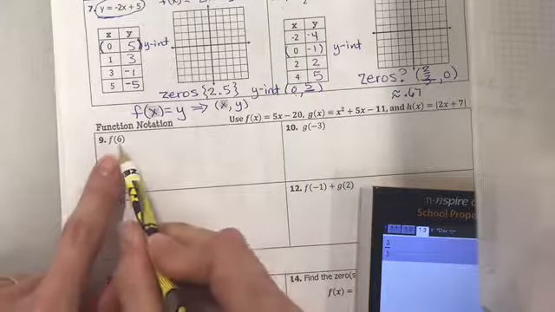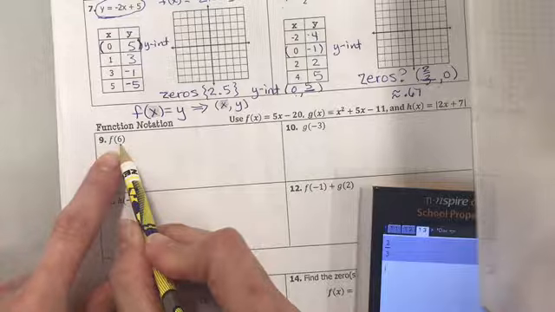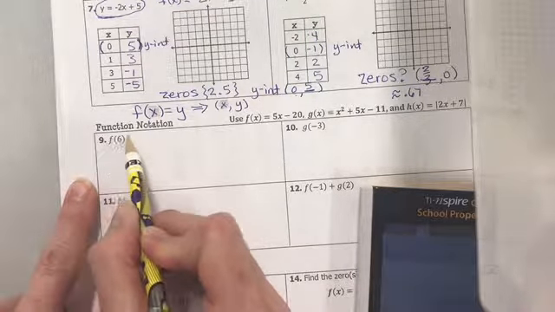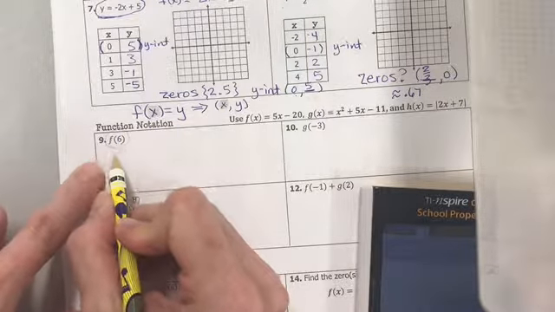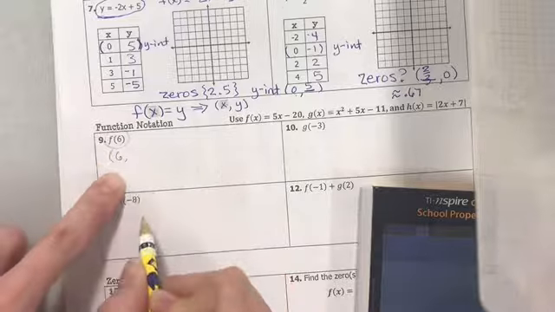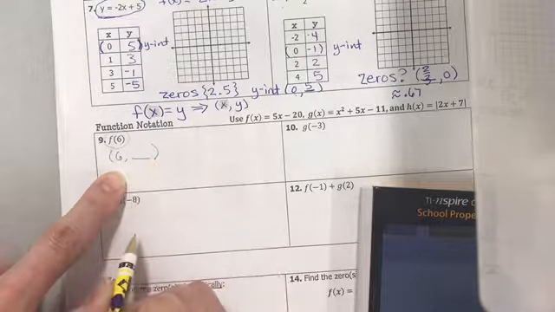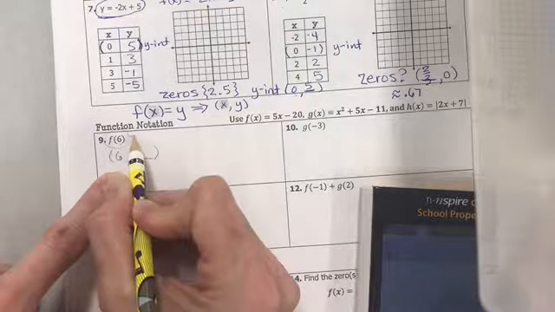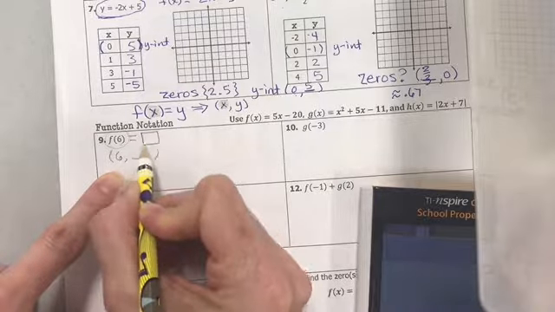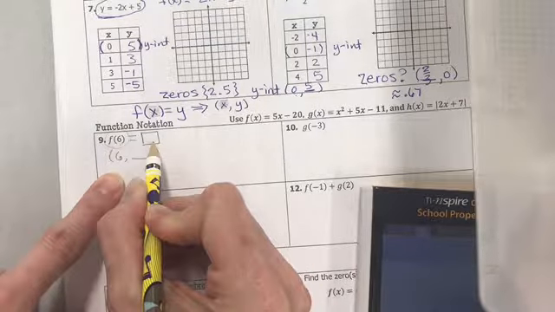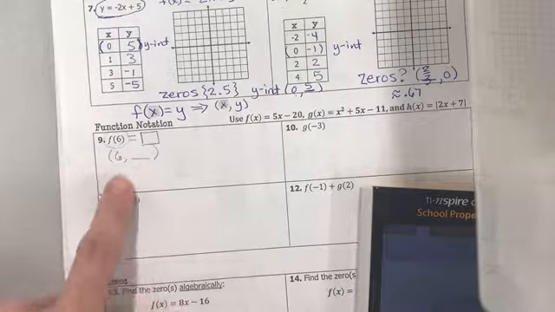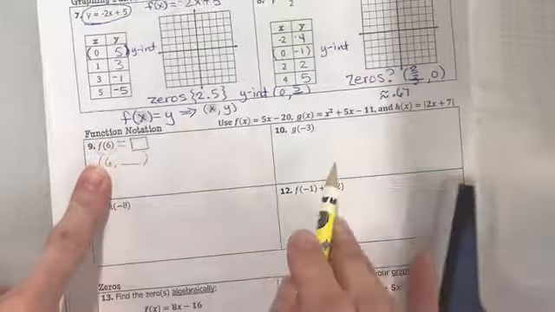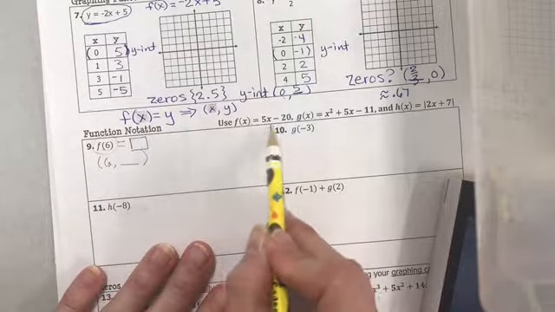So for example, right here, 6 is in my parentheses. What are they wanting? All of this means something. They're giving you the x. They want you to find the y. And when you find that, this and its y mean the same thing. Okay? So we have an f function.